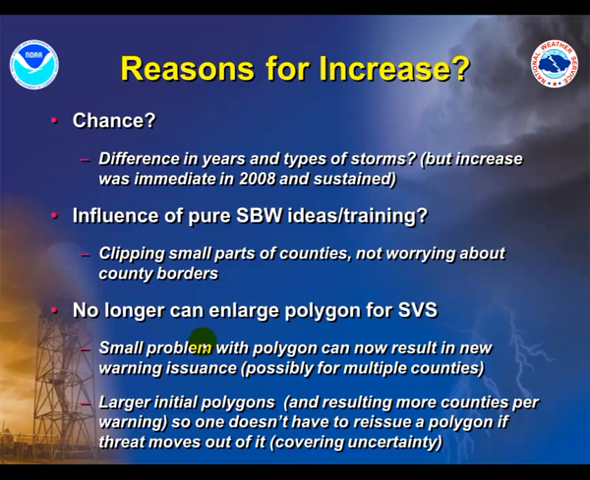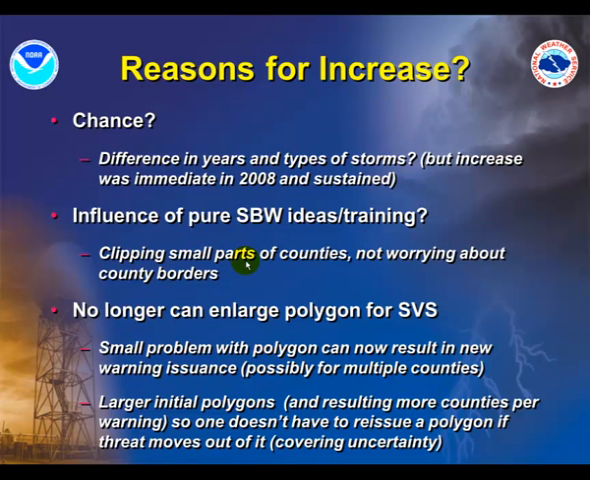So the reasons for the increase, part of it could be chance. We could just be more active with messier storms and more squall lines and whatever since that time, but since the increase was immediate in 2008 and sustained, that doesn't seem very likely. The influence of pure storm-based warning ideas in training, where you clip small parts of counties and don't worry about county borders, certainly that's had some effect on it.